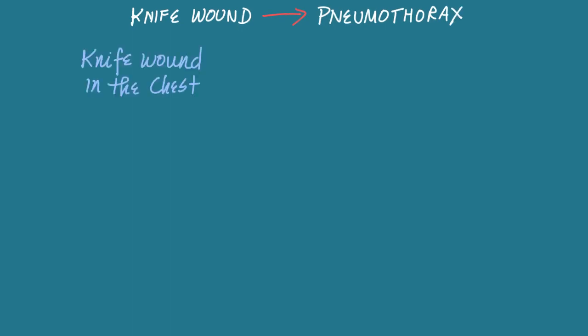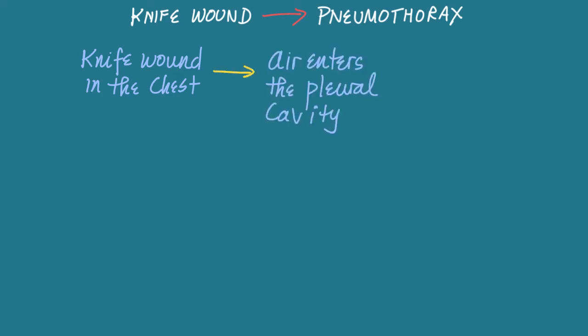There is one type of trauma that can lead to a pneumothorax, and that is a knife wound to the chest. When there is a knife wound to the chest and the knife is removed from the point of entry, then air can enter the pleural cavity because the atmospheric air has a much higher pressure than the air in the intrapleural cavity. So the air enters the pleural cavity quite easily, causing the intrapleural pressure to go up.